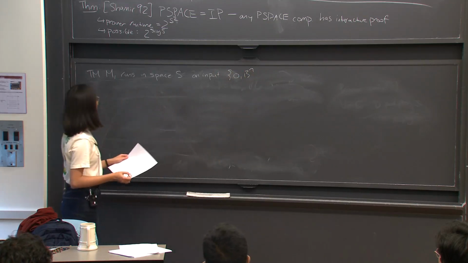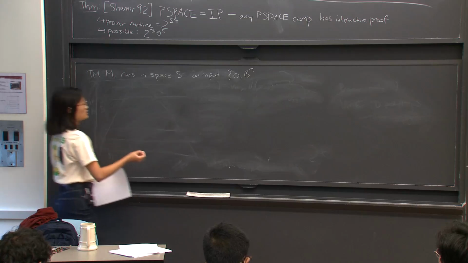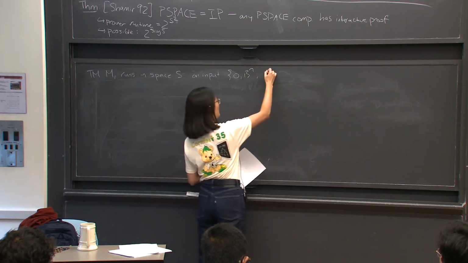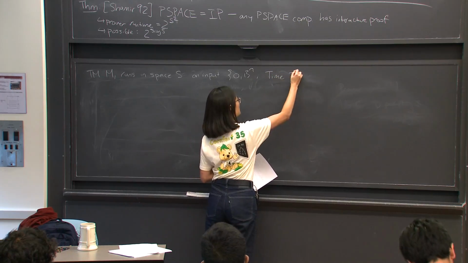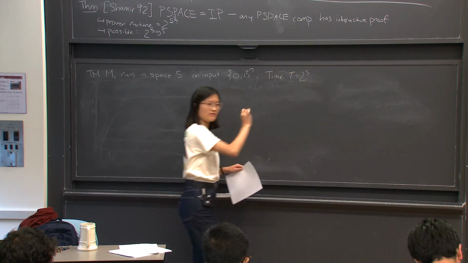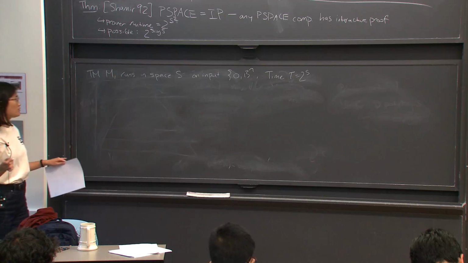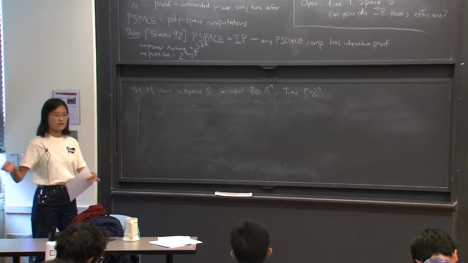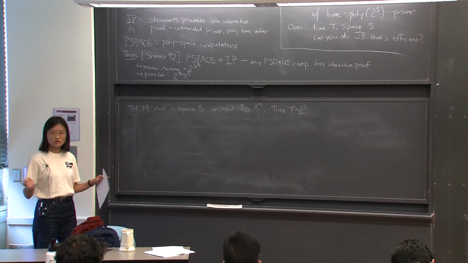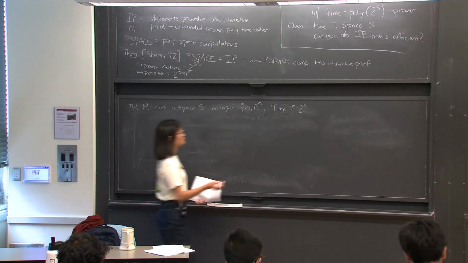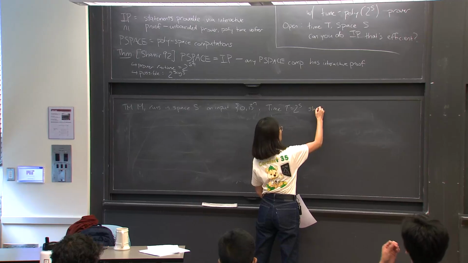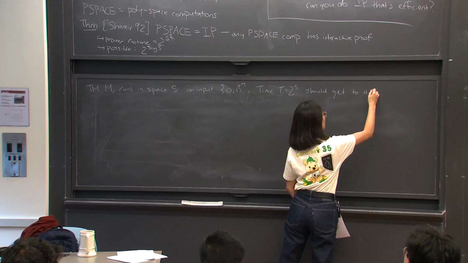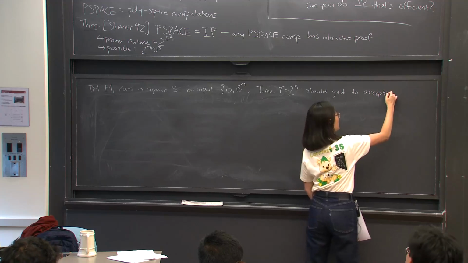And maybe we can just say time t, and let's just set it to 2 to the S, just for now, is that okay? So let's say that we have a Turing machine and we want to see that within time t, which is 2 to the S, it will eventually get to the output, the accepting configuration, or not. So by this point, it should get to the accepting configuration.